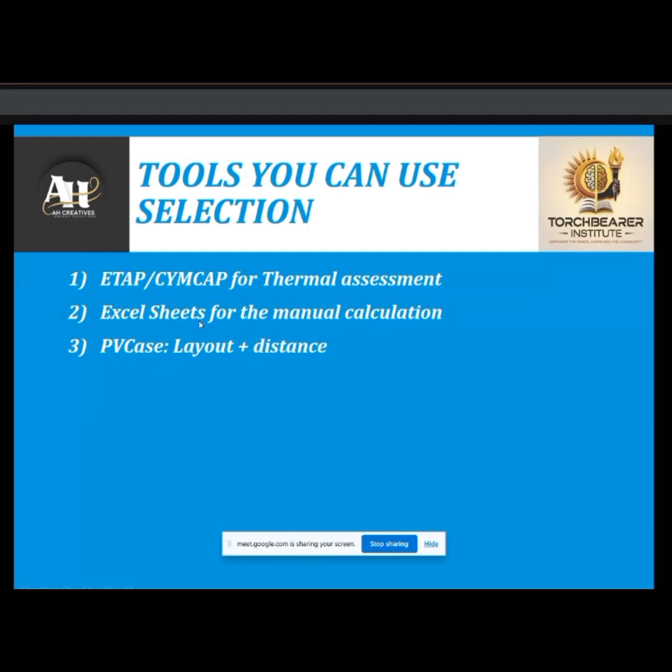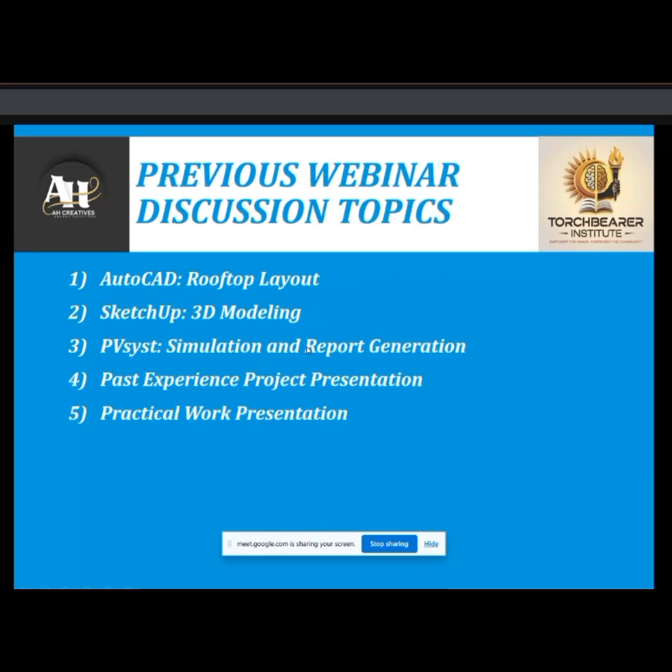And then the other one is the Excel sheet. Excel sheet is basically used for the manual calculation of the cables, in which we apply the derating factors and derate the ampacity of the cables, and then we compare it with the load of the cables and calculate the voltage drops through the voltage drop formula. And the other one is the PVCAD software, which I have already discussed in the previous webinar. It gives us the layout designing, and in that we design and calculate the distance and length of the cables used for the power plants.